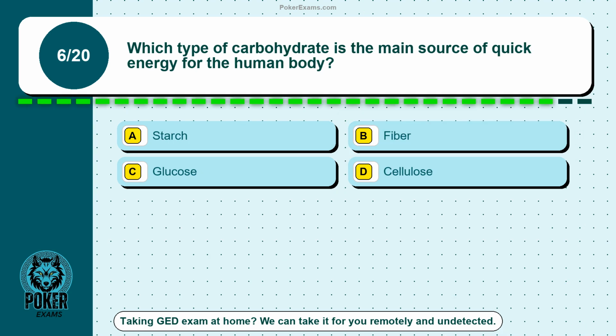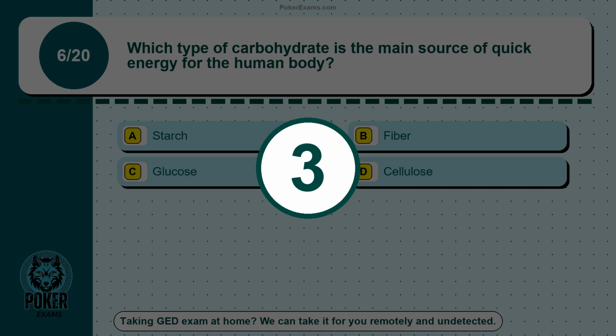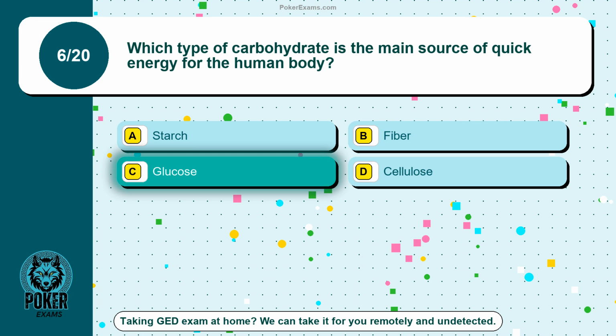Question 6. Which type of carbohydrate is the main source of quick energy for the human body? Option A, starch. Option B, fiber. Option C, glucose. Option D, cellulose. The correct answer is option C.